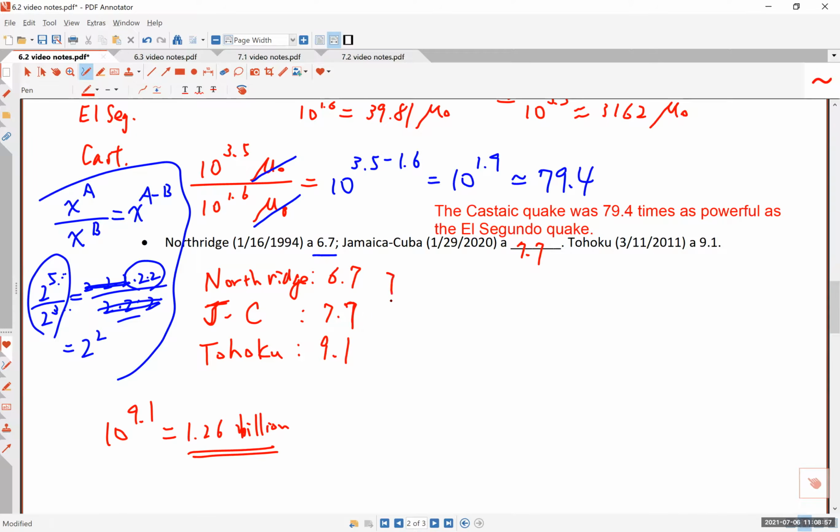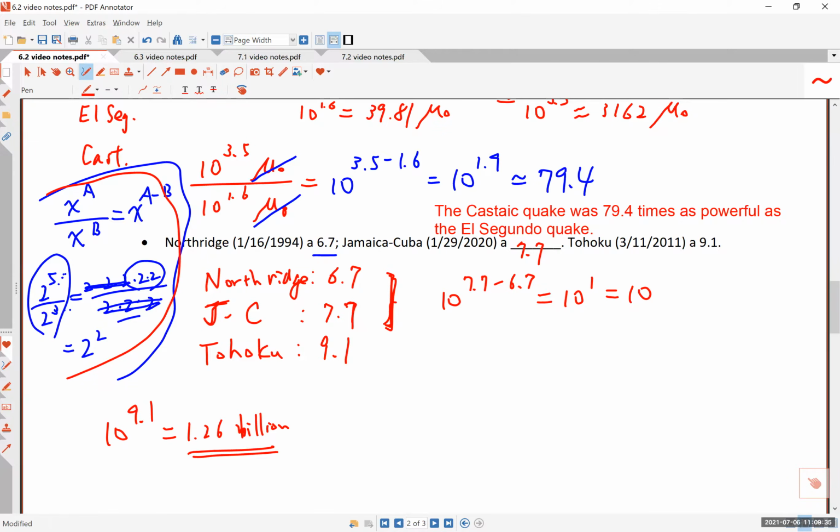All right, so let's compare these two. So what is that? It's 10 to the 7.7 minus 6.7. The math is actually easy, right? If you understand this portion, all you have to do is find the difference between the Richter scale readings and raise 10 to that power. This is much easier than pretty much anything else. 7.7 minus 6.7 is 1. What's 10 to the first? That's 10, right? So that means the Jamaica-Cuba earthquake actually was 10 times as powerful as the Northridge earthquake.